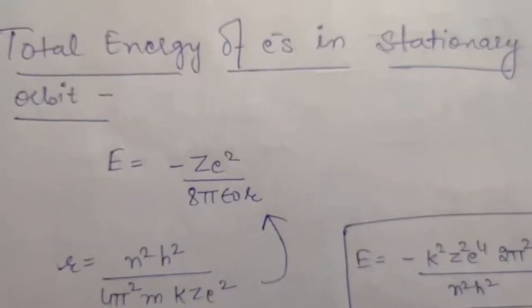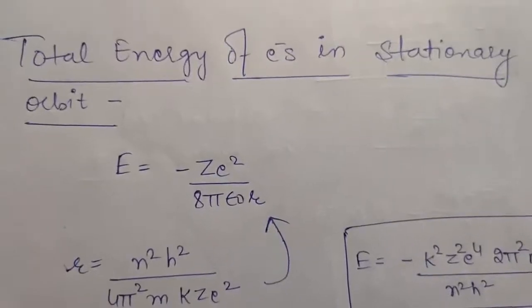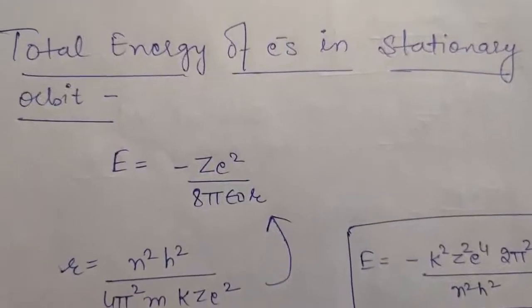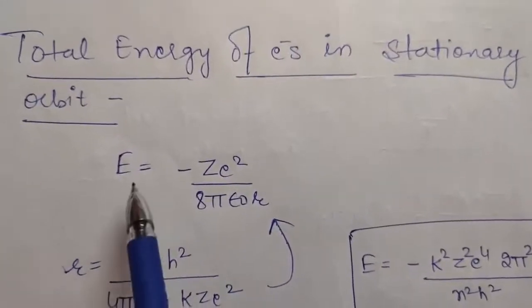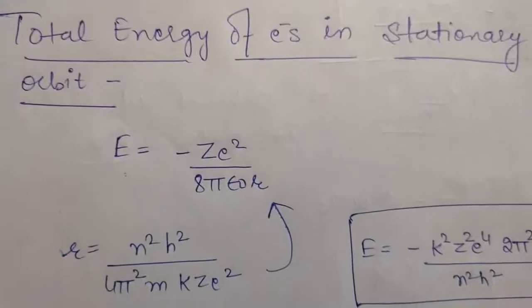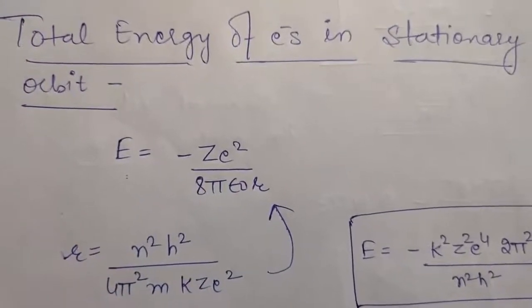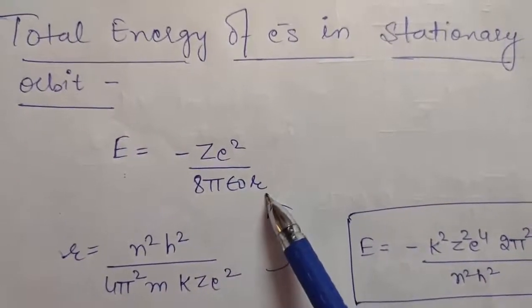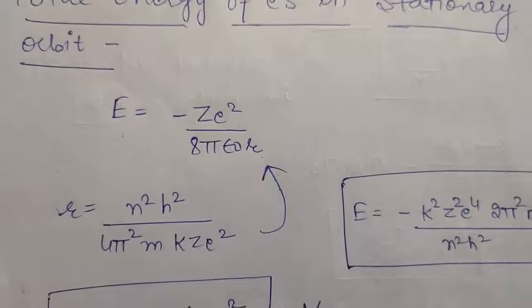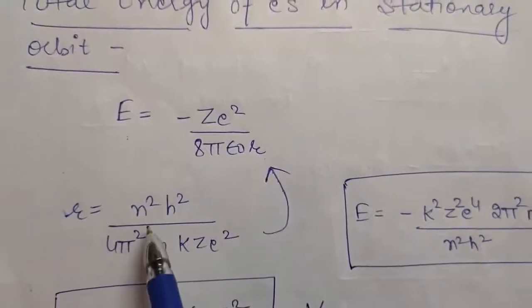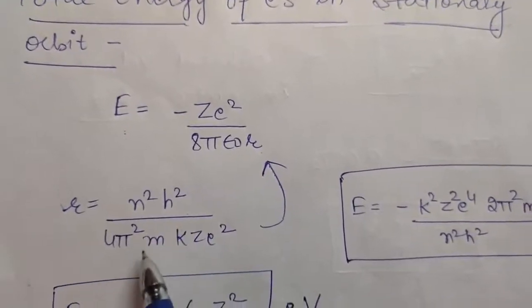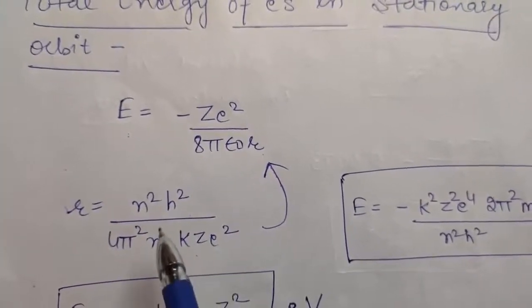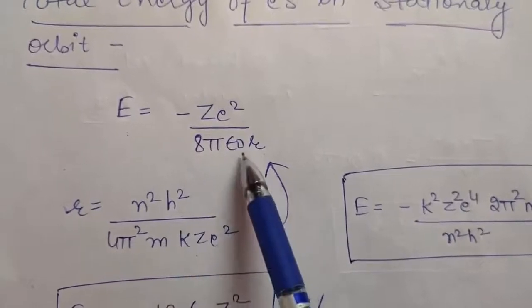Okay, so after calculating frequency, let us calculate the total energy of electrons in the stationary orbit. If you remember from previous lectures, we calculated the value of E, that is total energy, by adding potential energy and kinetic energy, which came to be minus Ze square upon 8 pi epsilon naught r. And just now you have calculated the value of r, that has come to be n square h square upon 4 pi square m k z e square. So what you have to do is just put this value of r in the value of E.